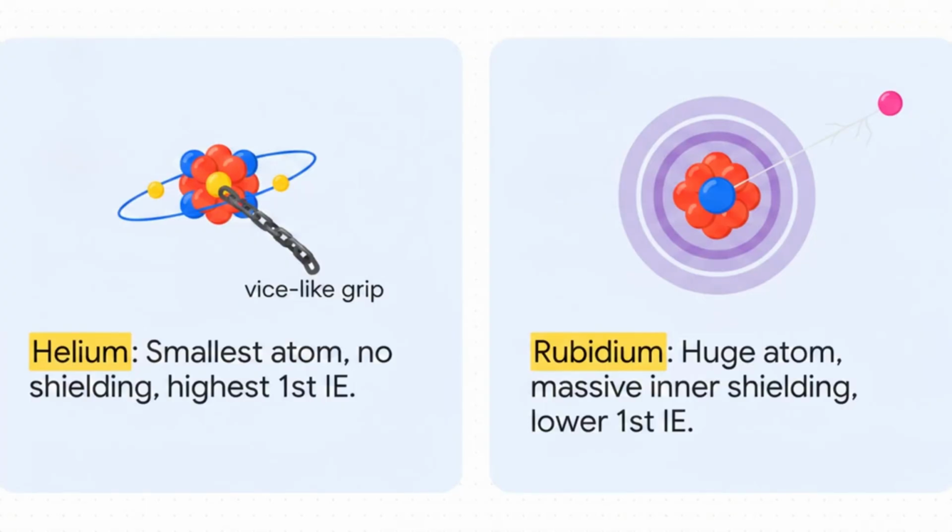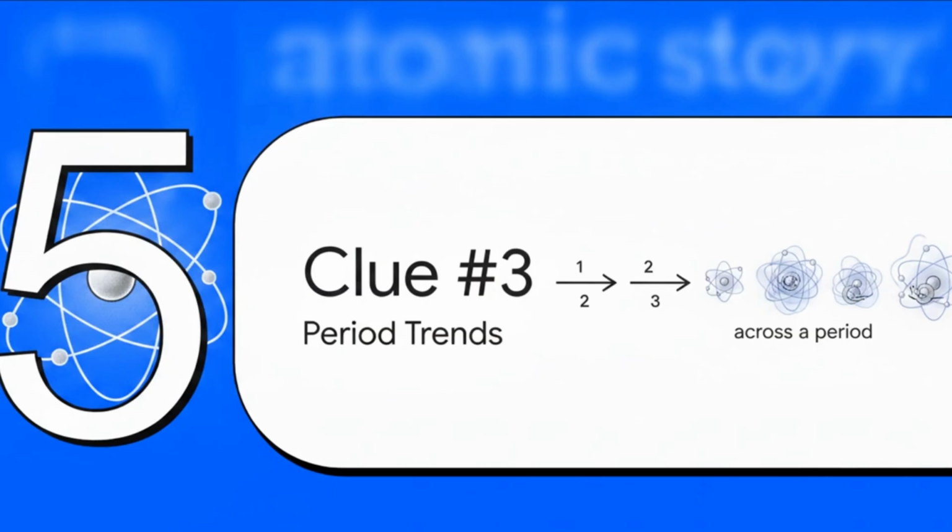On one hand, you have a tiny element like helium guarding its electrons like a dragon hoarding gold because it has 0 inner shielding. Contrast that with a massive atom like rubidium. Its outer electrons are so heavily shielded by all those inner shells and sitting so far away that they barely feel the nuclear pull at all. It makes them super easy to pick off. Which leads us to part 5. Clue number 3, period trends and subshell secrets.